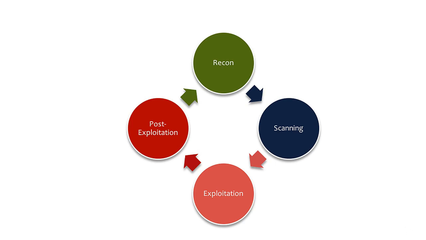The first phase is the reconnaissance phase. Reconnaissance is the phase where you start collecting or gathering information about your victim, and this should be passive information. We're going to explain exactly what passive information is.